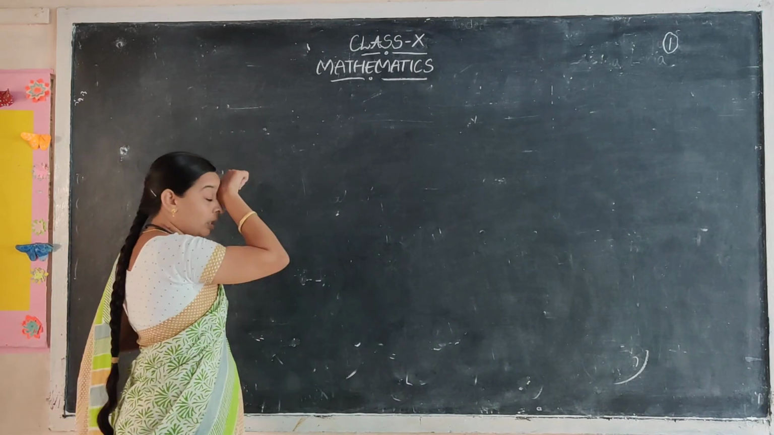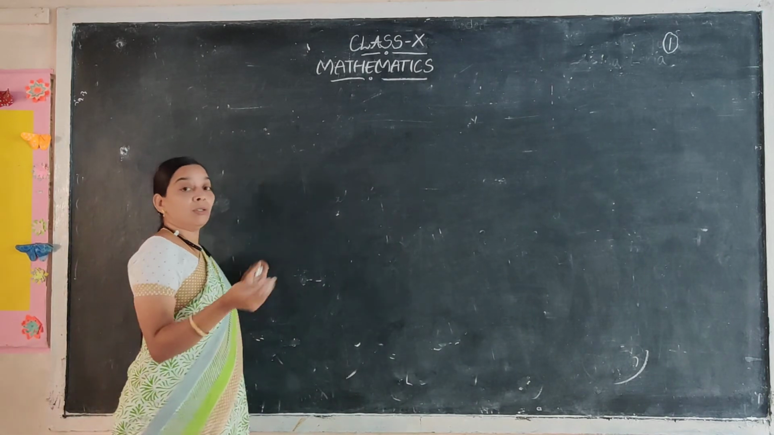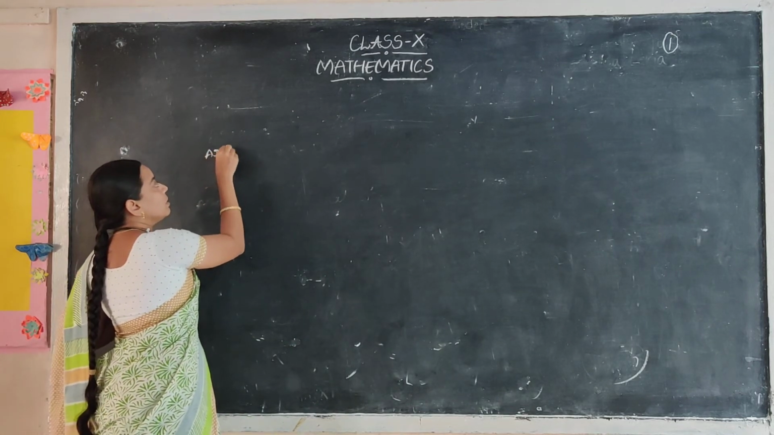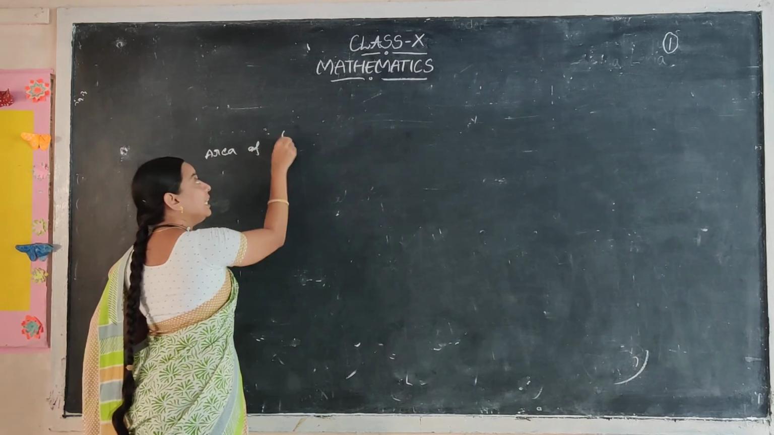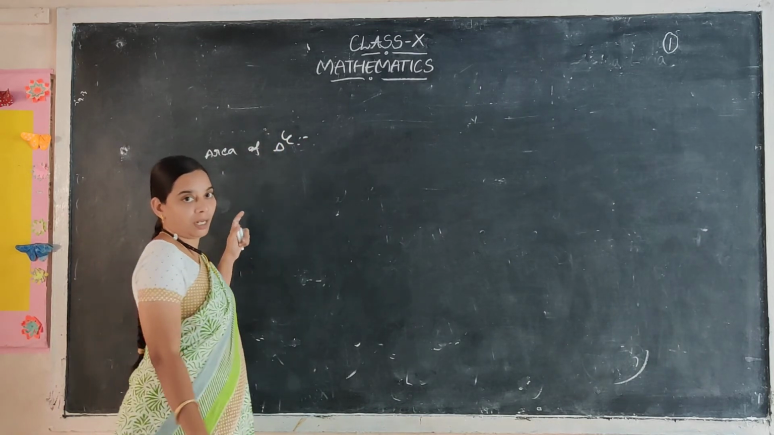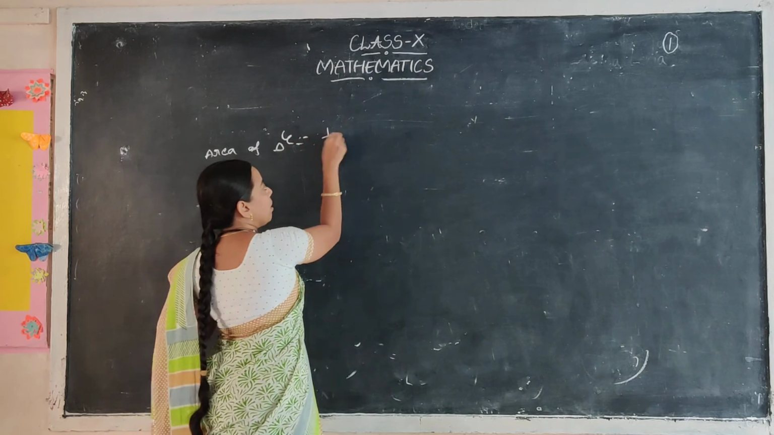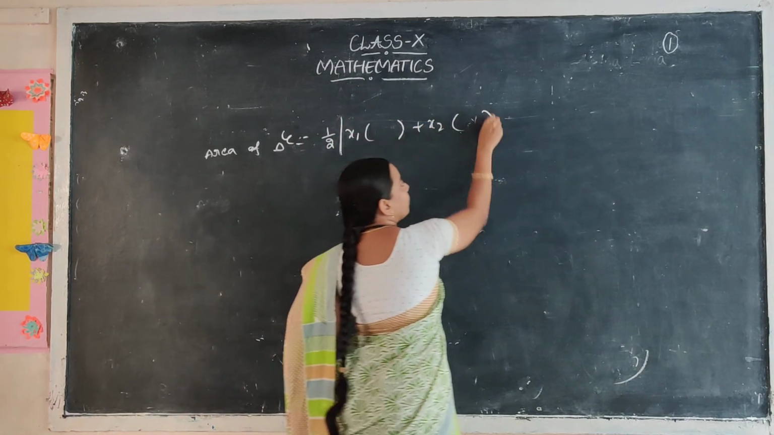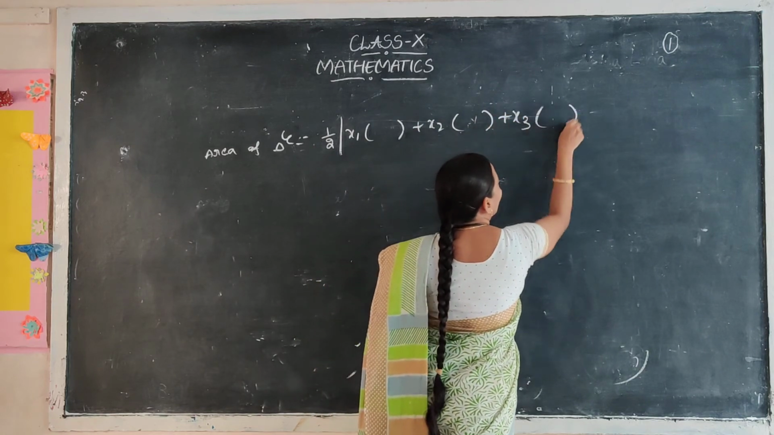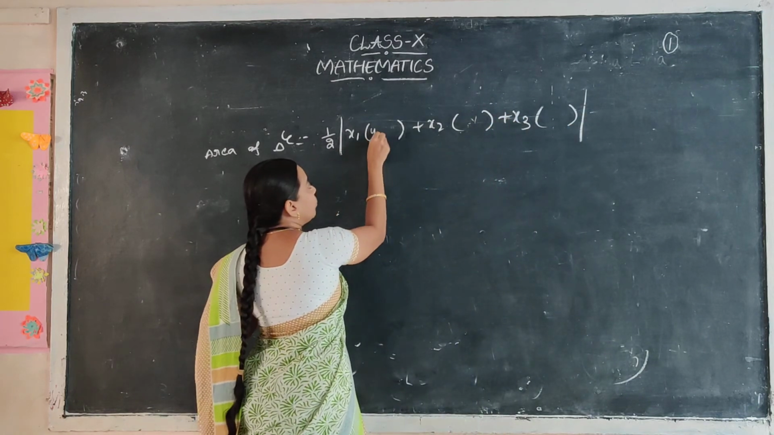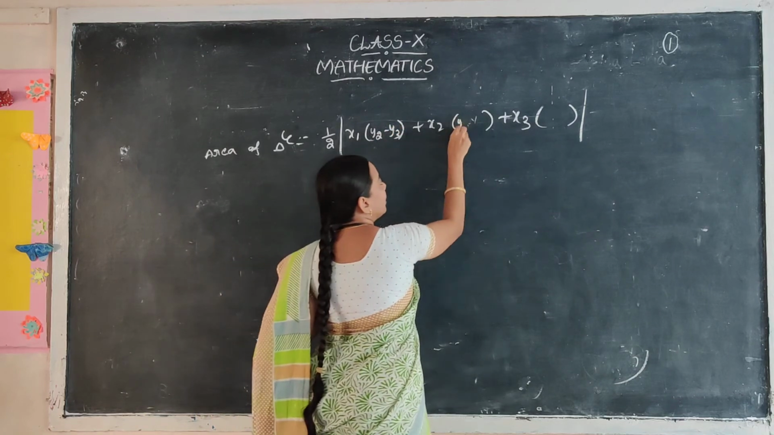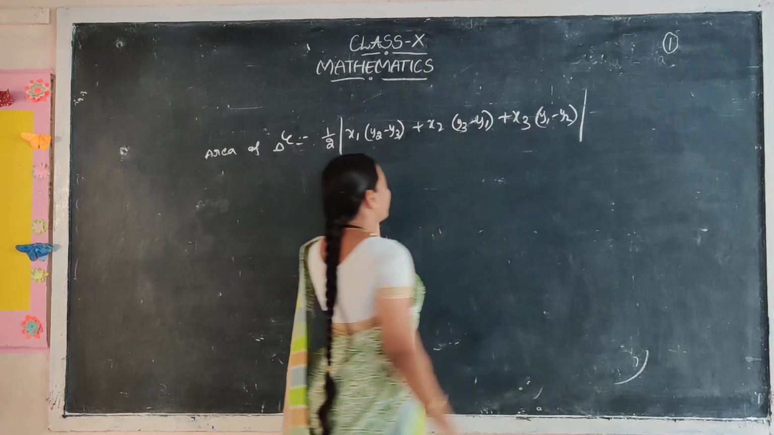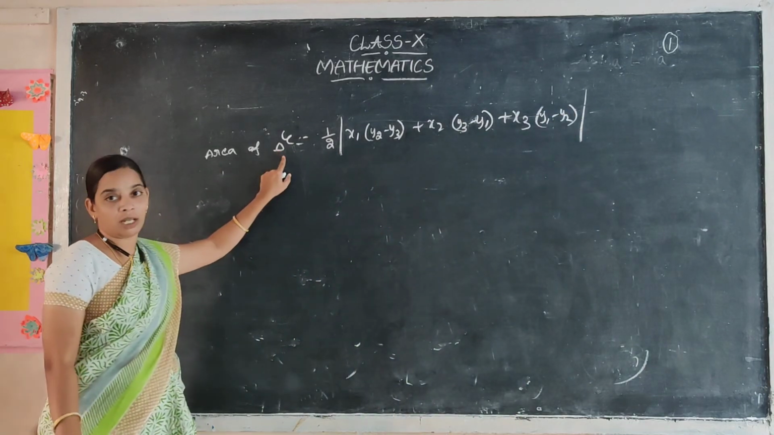But in this chapter, before introducing that as 7.3, now I want to introduce the area of any triangle. Area of any triangle, the formula is half into det of x1, x2 and x3, then in the middle y2 minus y3, y3 minus y1 and y1 minus y2. Now this is the formula to find the area of a triangle.